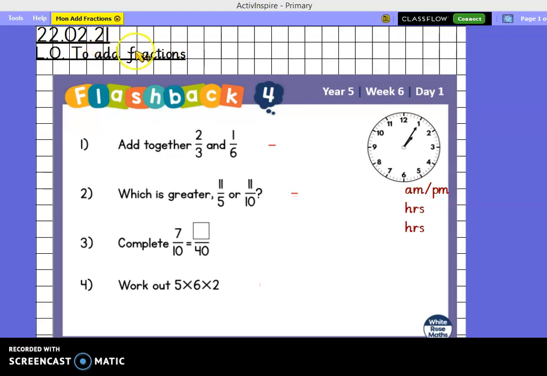When you record today's date and learning objective in your book, write: to add fractions, and record your flashback 4. Pause the video while you have a go at these questions. Let's see how you did.